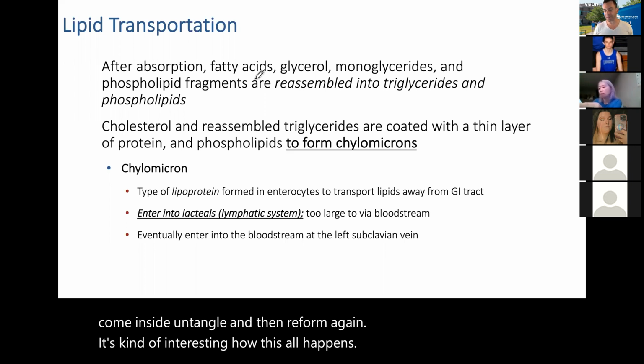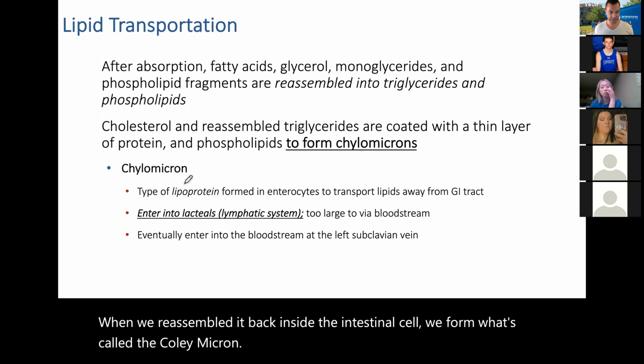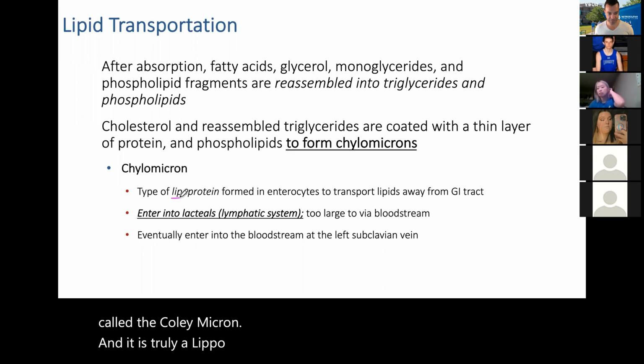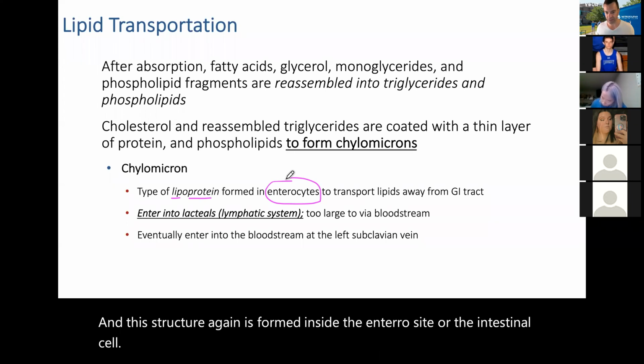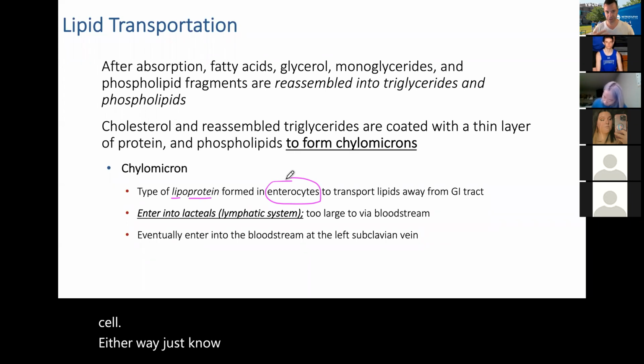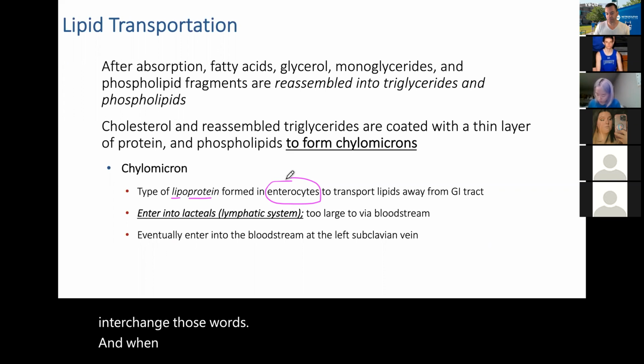When we reassemble it back inside the intestinal cell, we form what's called the chylomicron. And it is truly a lipoprotein, where it is lipid and protein. And this structure, again, is formed inside the enterocyte or the intestinal cell. Either way, just know them both. The book interchanges them. I interchange those words. And when we incorporate into this chylomicron, it first enters into the lacteal.